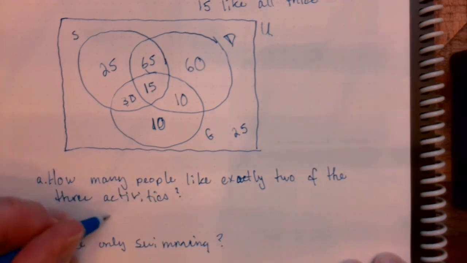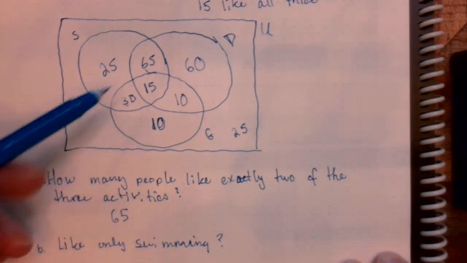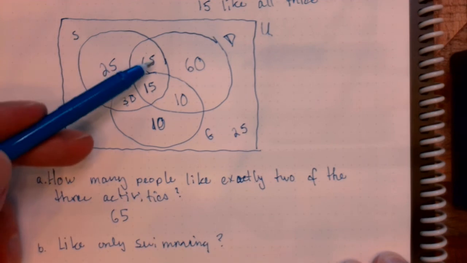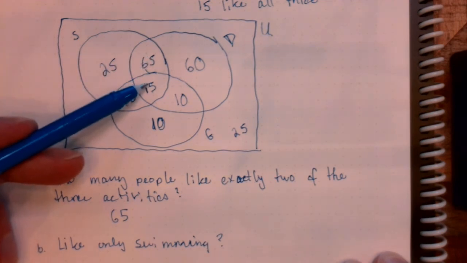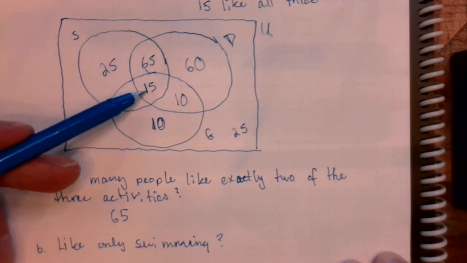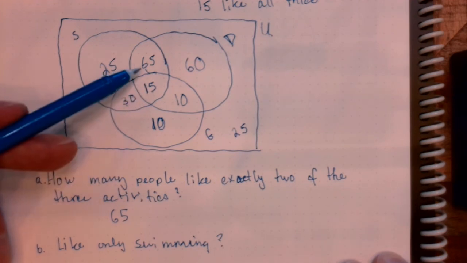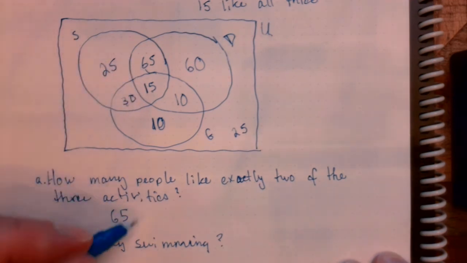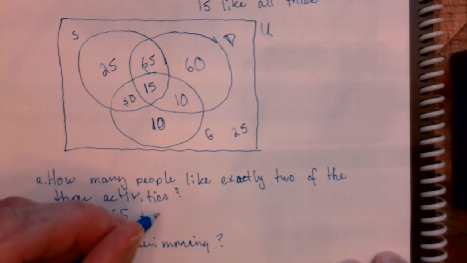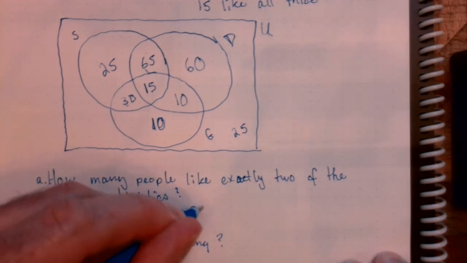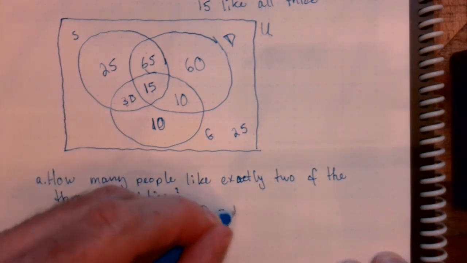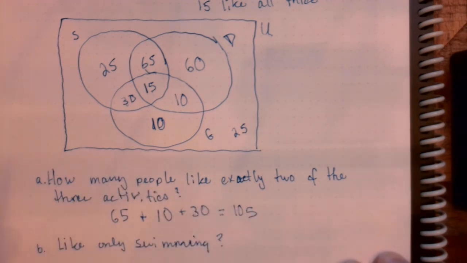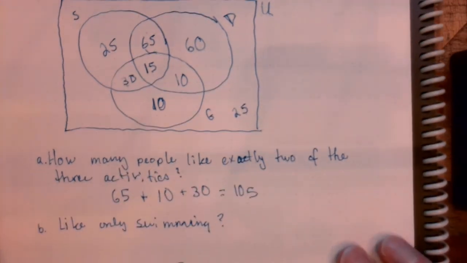Okay, so we're going to have to add up some numbers here. 65, that's the number of people that like swimming and dancing, but not games. Remember, this 15 is swimming, dancing, and games all together. This is just swimming and dancing. So we're going to need the 65, the 10, and the 30, and it looks like that brings me to 105.